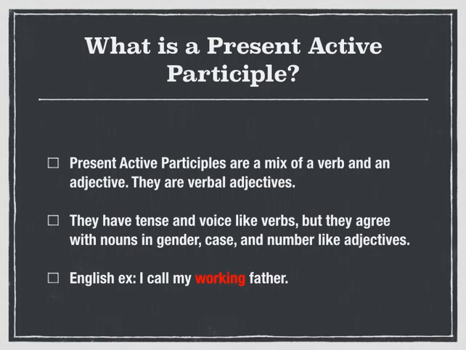So they're verbal adjectives. And they're verbs because they have a tense and a voice, but they're adjectives because they have gender, case, and number. And that can be a little confusing. So right here I have an English example. I call my working father. And obviously the present active participle is working.